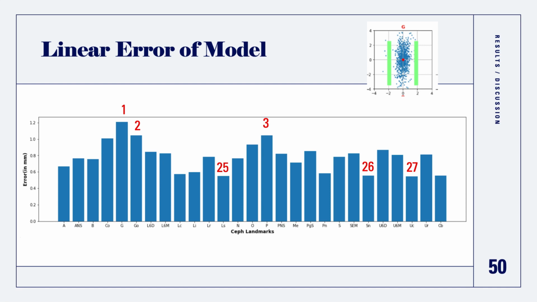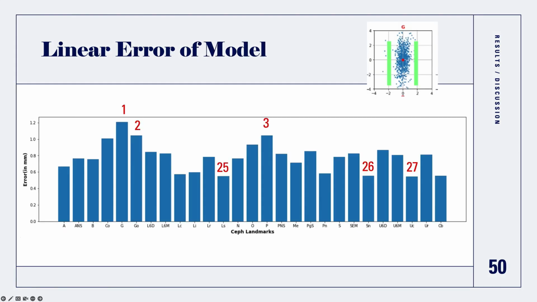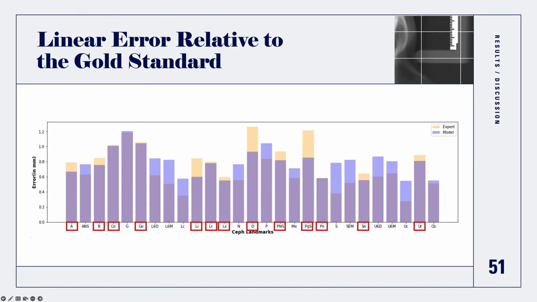And for reference, you can see a 1.2 millimeter radius of error indicated by the green circle on the X-ray above. So that's how much variation we're talking about with where the model would put it. The performance of the model was then compared to the gold standard set by the experts. The gold represents the gold standard, and the purple represents the model error.